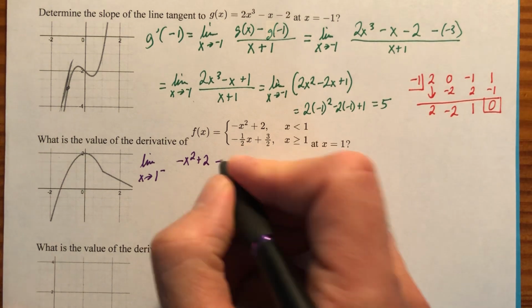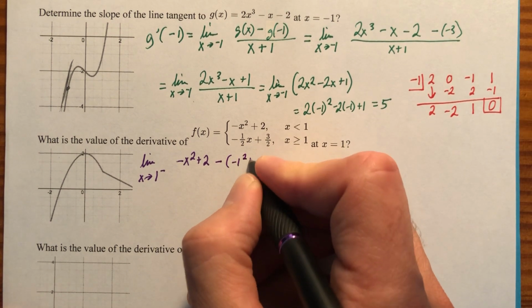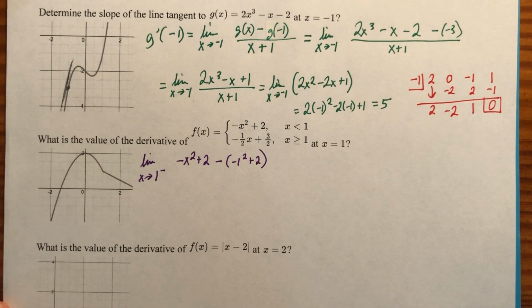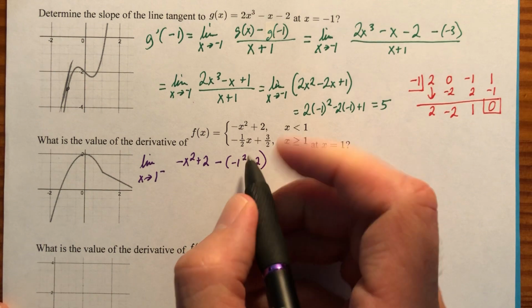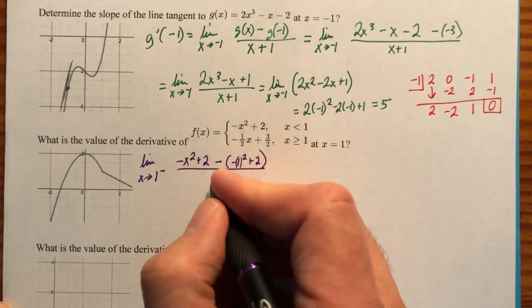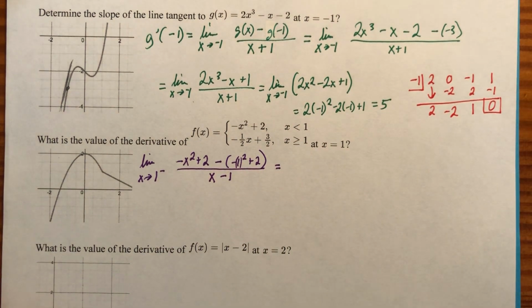So that minus (-1 squared plus 2). That is not (-1) squared. That's -(1 squared). Just to be clear, I'm squaring the 1 and then changing the sign. Let's put some parentheses around that. All that divided by x minus 1. Let's go ahead and simplify a whole lot of stuff.